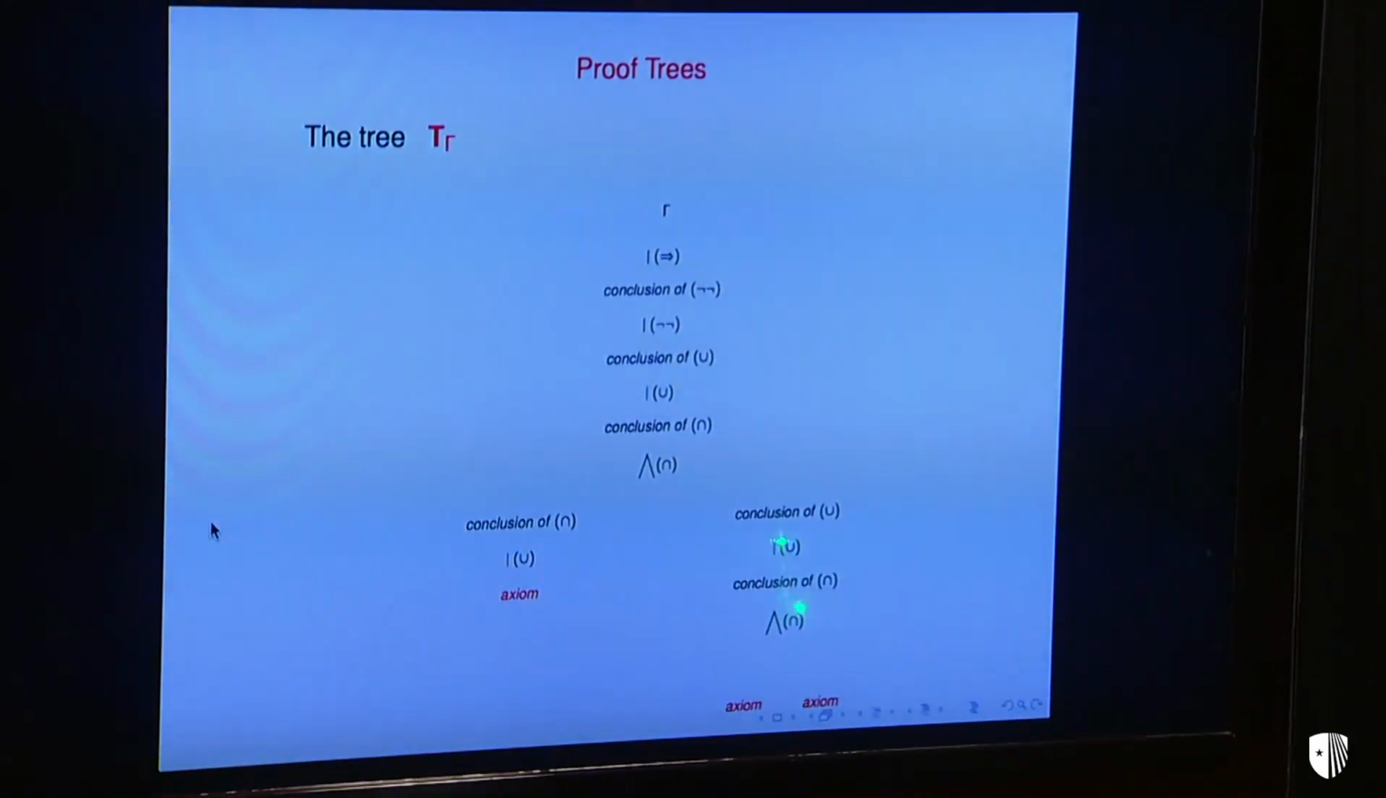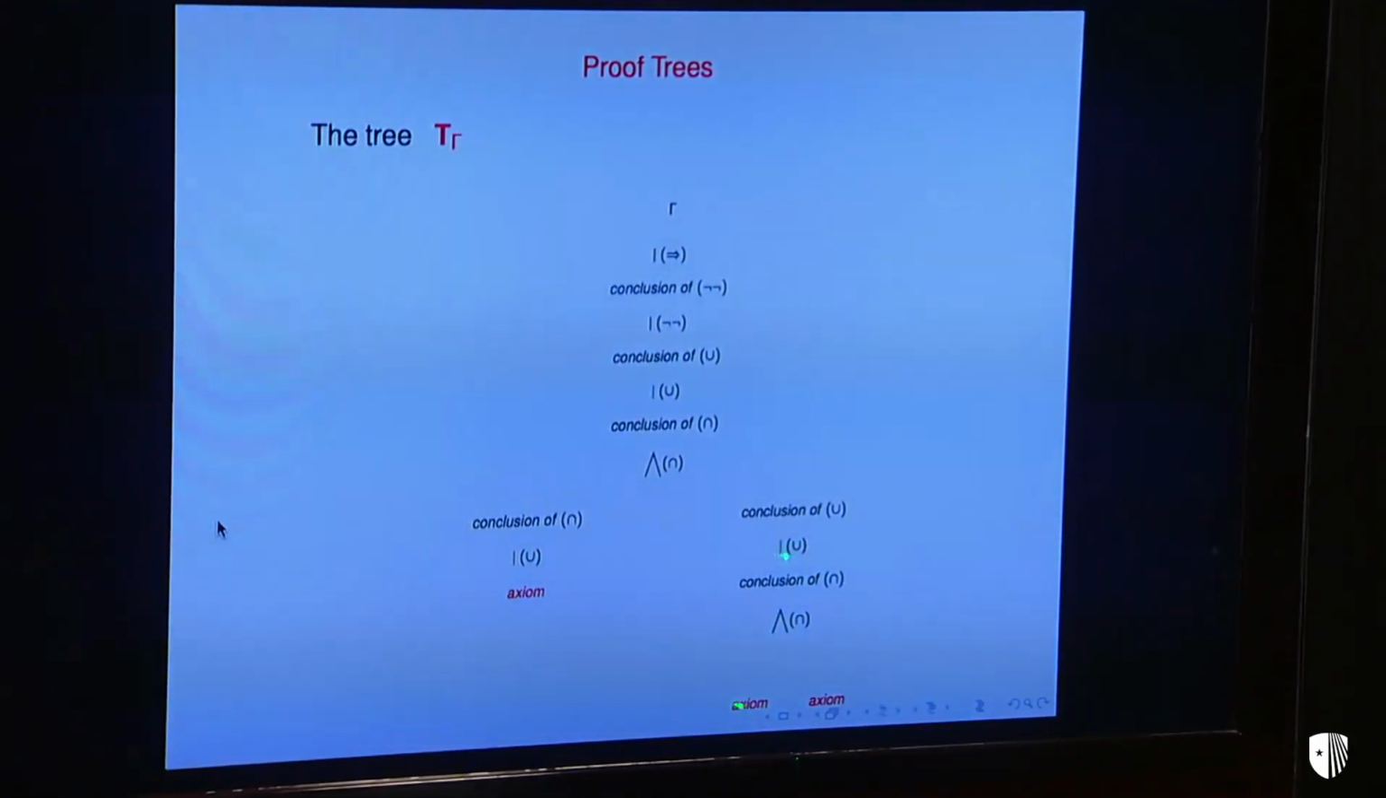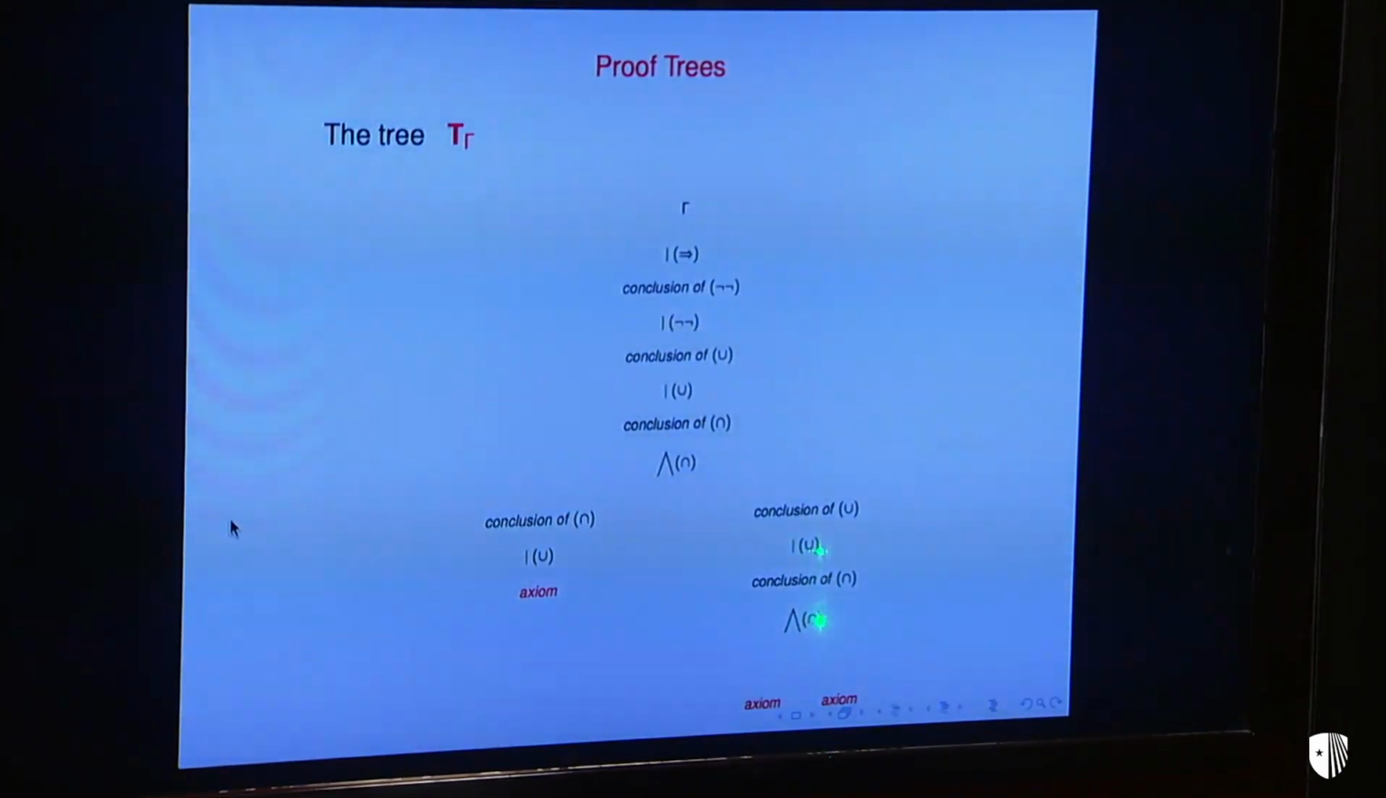So axiom, here, for example, you have the conjunction rule. So you say that you have two axioms and you apply the conjunction rule.